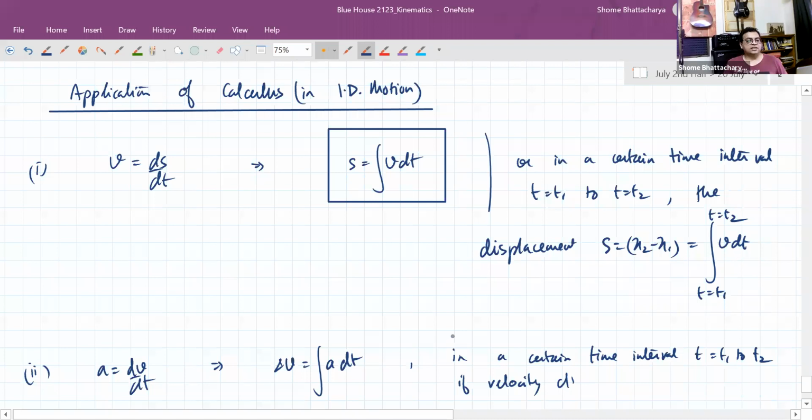So again, this is the application of definite integration. This and this you can see is the application of definite integration to calculate displacement in a specific time interval from t1 to t2, or change in velocity in a specific time interval from t1 to t2.